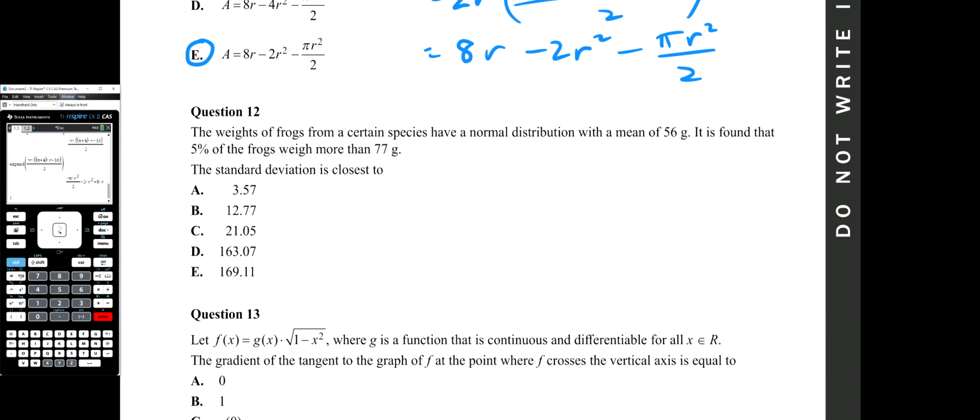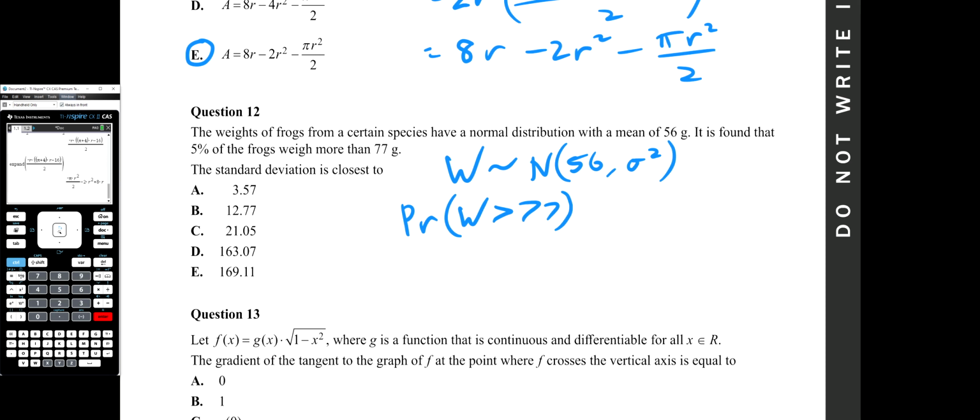Right, moving on to question 12. The weights of frogs from a certain species have a normal distribution with a mean of 56 grams. It is found that 5% of the frogs weigh more than 77 grams. Okay, so here the weights, as they said, are normally distributed with a mean of 56, but we don't know what sigma is, so just comma sigma squared. We are told though that the probability of W greater than 77, so the probability of a frog having a weight more than 77 grams, is equal to 5% or 0.05.